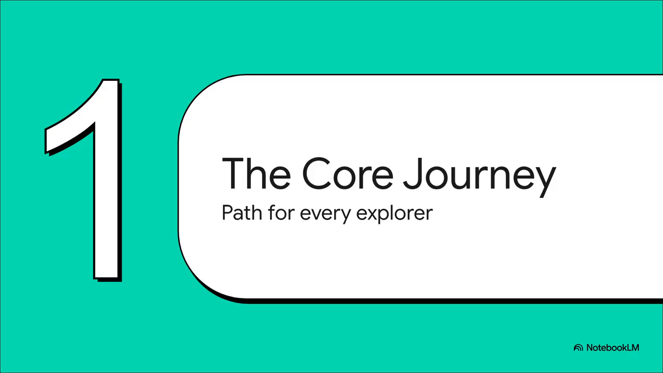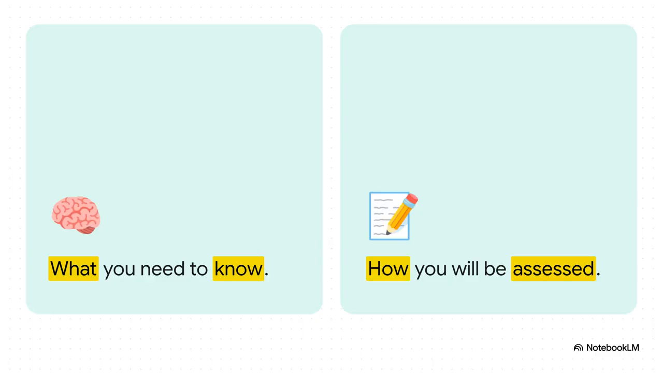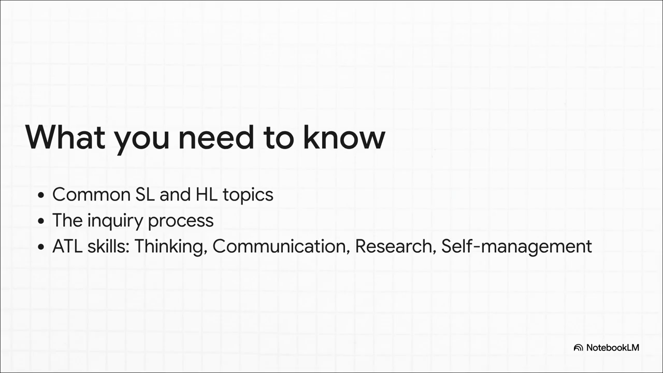All right, first up, let's talk about the main path. This is what I call the core journey, and it's the path that every single Digital Society student, whether you're standard level or higher level, is going to travel together. So this core experience really boils down to two simple things: what you need to know, and then how you're going to be assessed on that knowledge. Let's break each of those down. On the what you need to know side of things, everybody covers the same common topics and gets the hang of the inquiry process. You'll also be building up your approaches to learning skills, your ATL skills, which are things like critical thinking, communication, research, and self-management. These are basically the essential tools in your backpack for the whole course.